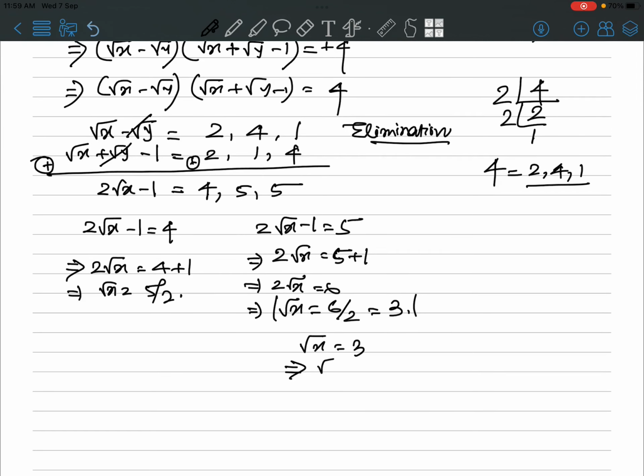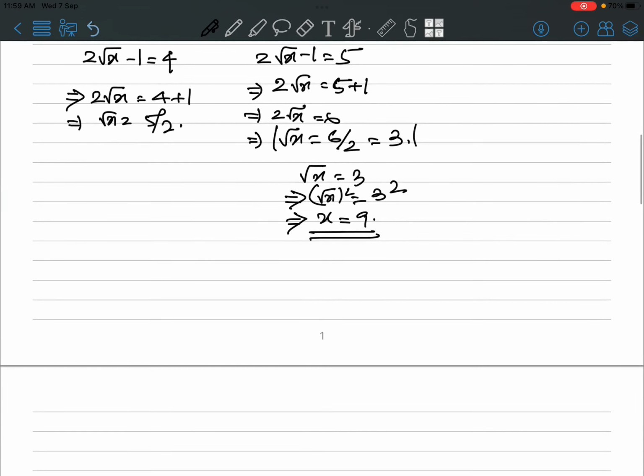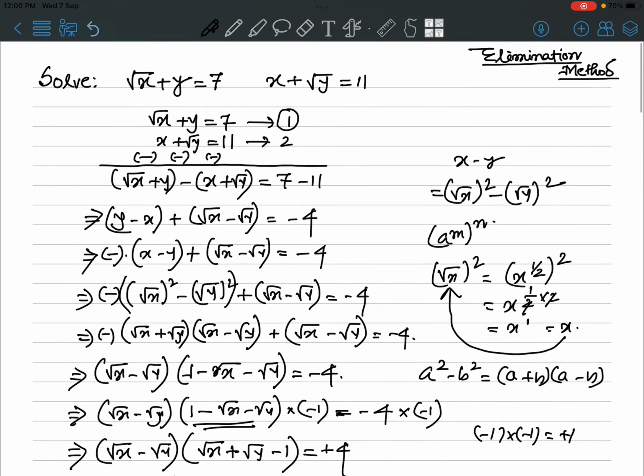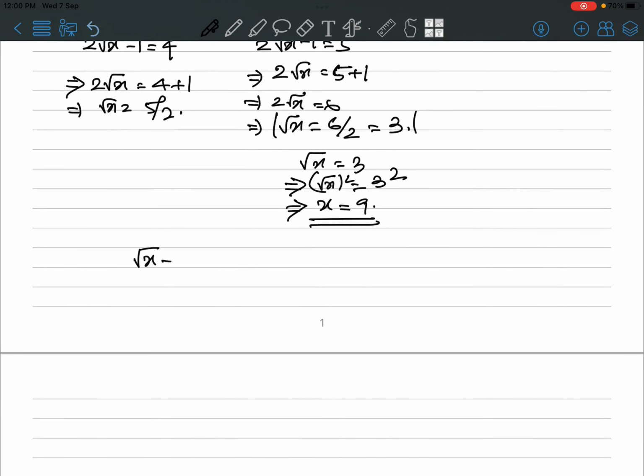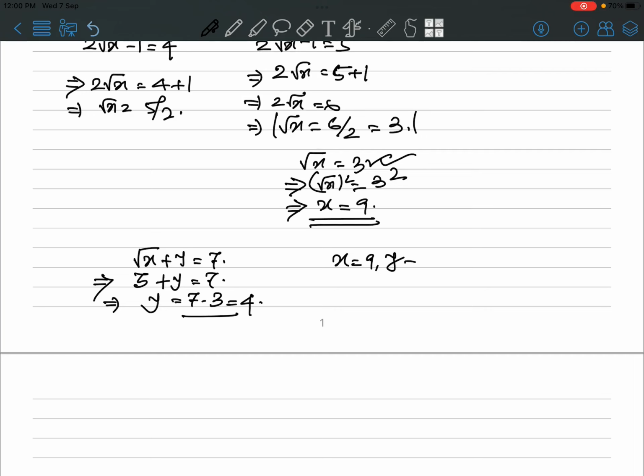Now squaring both sides, root over x whole square equals 3 square, that means x equals 9. So what was the first equation? The first equation was root over x plus y equals 7. Let's write it out. Root over x plus y equals 7. Now we are going to replace root over x with 3. Putting the value 3 in the place of root over x, y equals 7 minus 3, that means 4. We are getting x equals 9 and y equals 4.